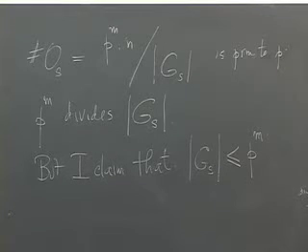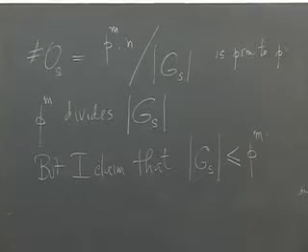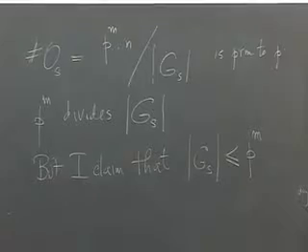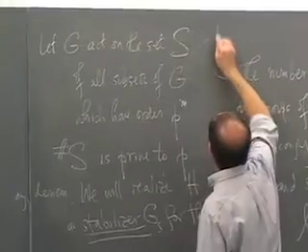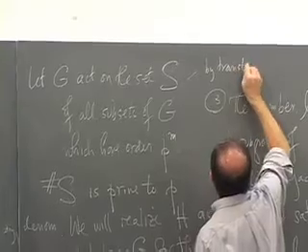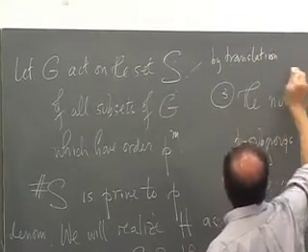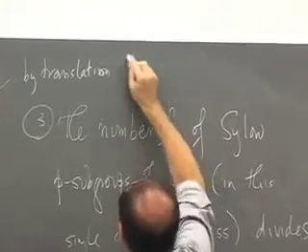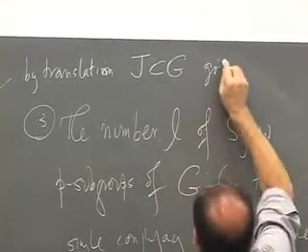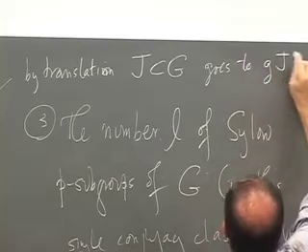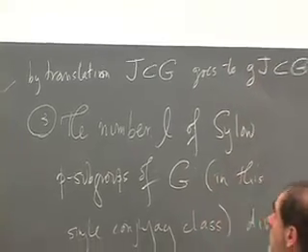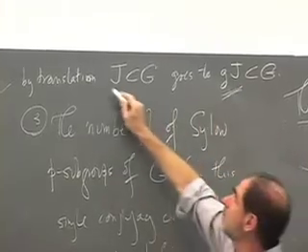I should have said, by the way, oh my God, I didn't even tell you how G acted on the sets. I said let it act on the sets, but I didn't tell you how it acted. I want it to act on the sets by translation. So if I have a subset of G, which I better not call H, I'll call it J in G, it goes to GJ in G. My left translation. So this set has the same size as this set.